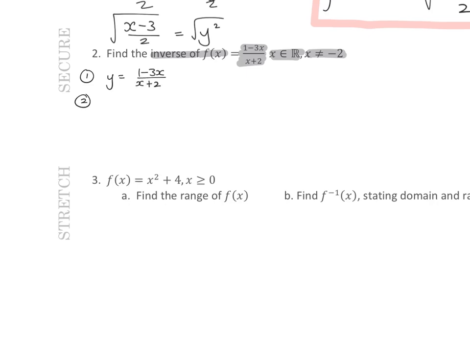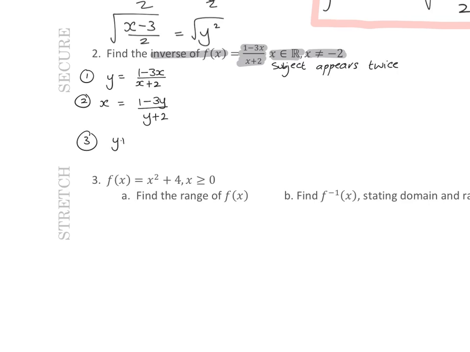And then we swap. x equals 1 minus, we put a y there and a y there. Now the reason this is the secure question is because here the subject appears twice. So this is going to be practicing some rearranging. You have to be confident with your algebraic manipulation, rearranging, to proceed on to this stage of the course. So we are making y the subject, stage 3.